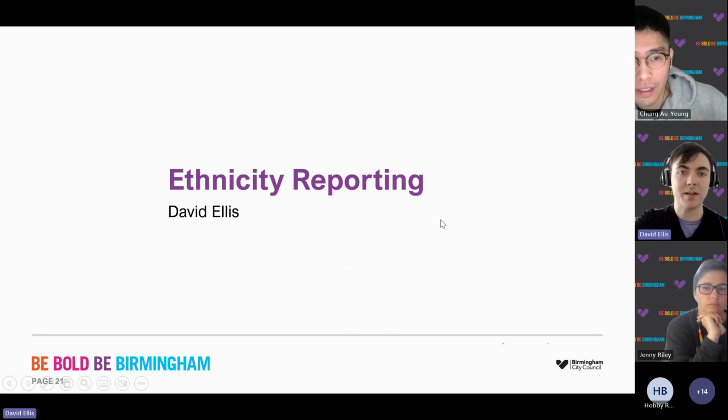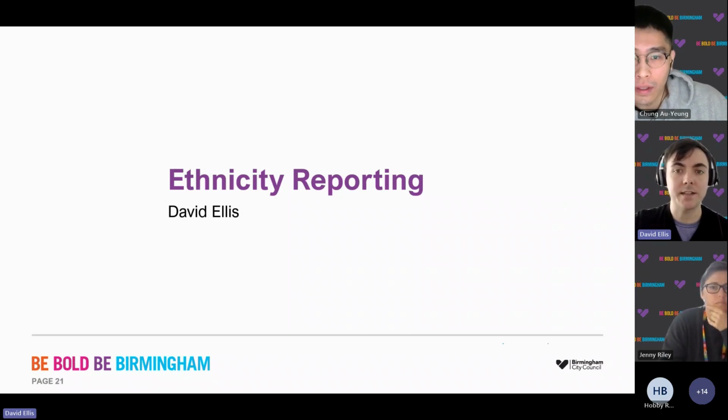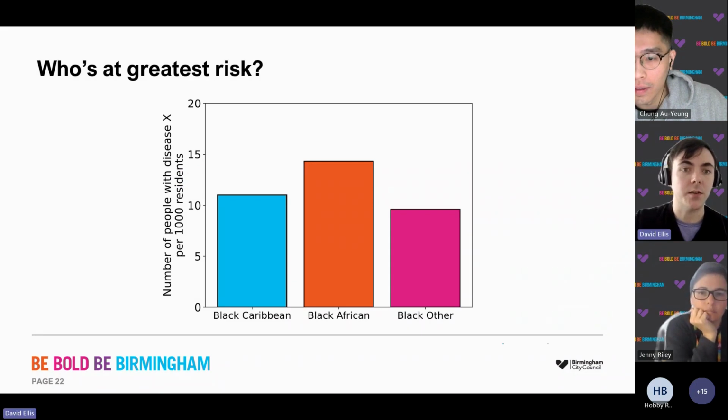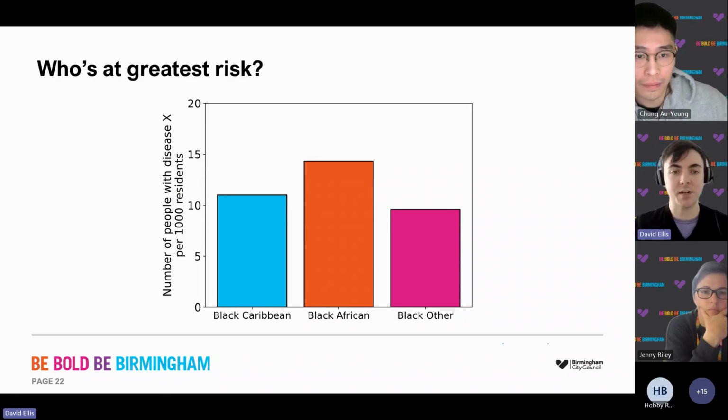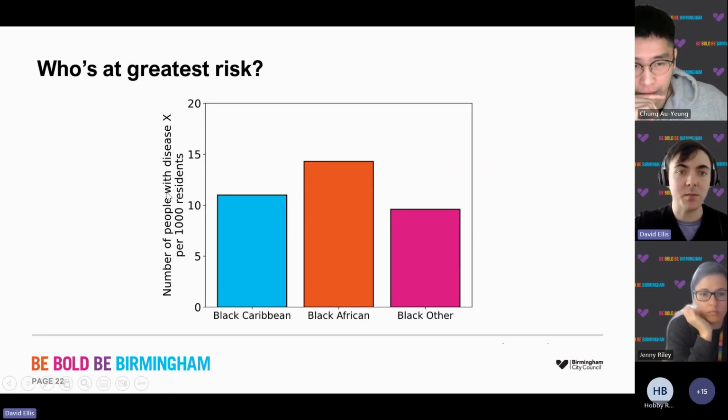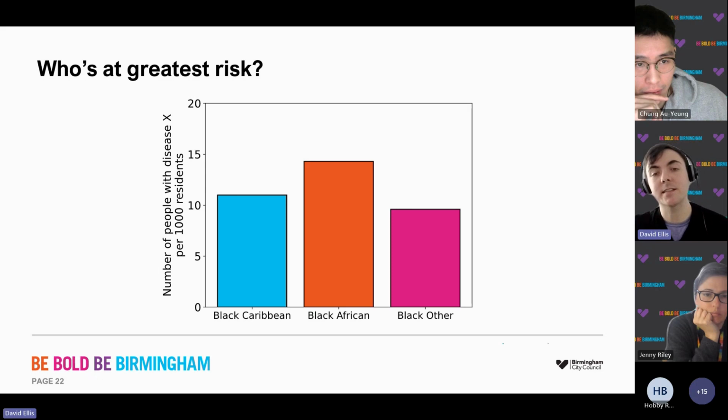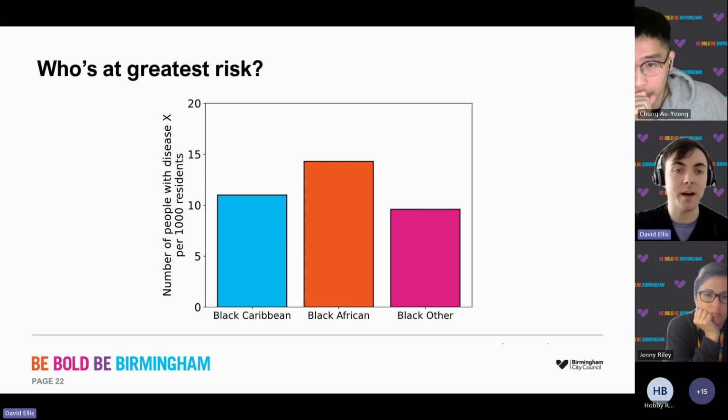Okay, so now I'm going to be talking about the other side of ethnicity-related studies, and that's ethnicity reporting. Let's start with an example. We're looking at the number of people with some disease, ominously called X, per 1,000 residents. So we have the number per 1,000 residents. Which group is at greatest risk? Now, I'm sure there's one answer that's jumping out at you. Keep that in mind, and we'll come back to this question in a little bit.